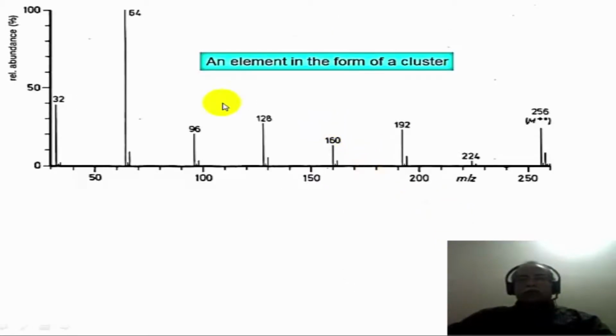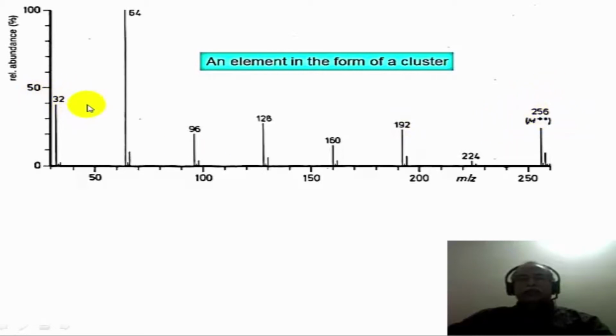The next problem deals with an element which is in the form of a cluster. In other words, if you look at the mass spectrum carefully, there are many peaks, but if you consider the adjacent peaks, each one corresponds to a mass unit difference of 32. So 32 plus 32 is 64, 64 plus 32 is 96, plus 32 is 128, plus 32 is 160, and so on, all the way up to 256.